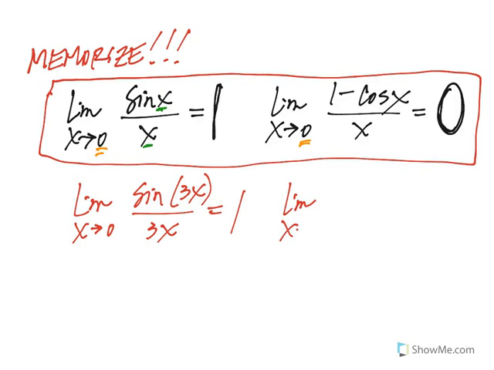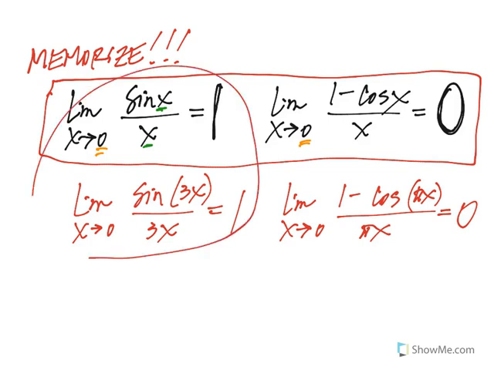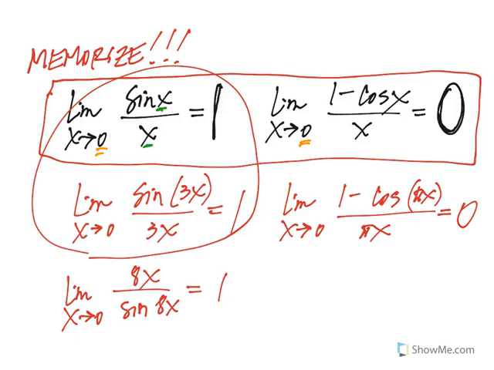Likewise, with the other one, let's say I take the limit as x goes to 0 of 1 minus the cosine of pi x all over pi x. That is still 0. Also, this first one right here is flippable. So if I take the limit as x goes to 0 of 8x over the sine of 8x, that is also equal to 1. The second one is not flippable, but the sine of x is.